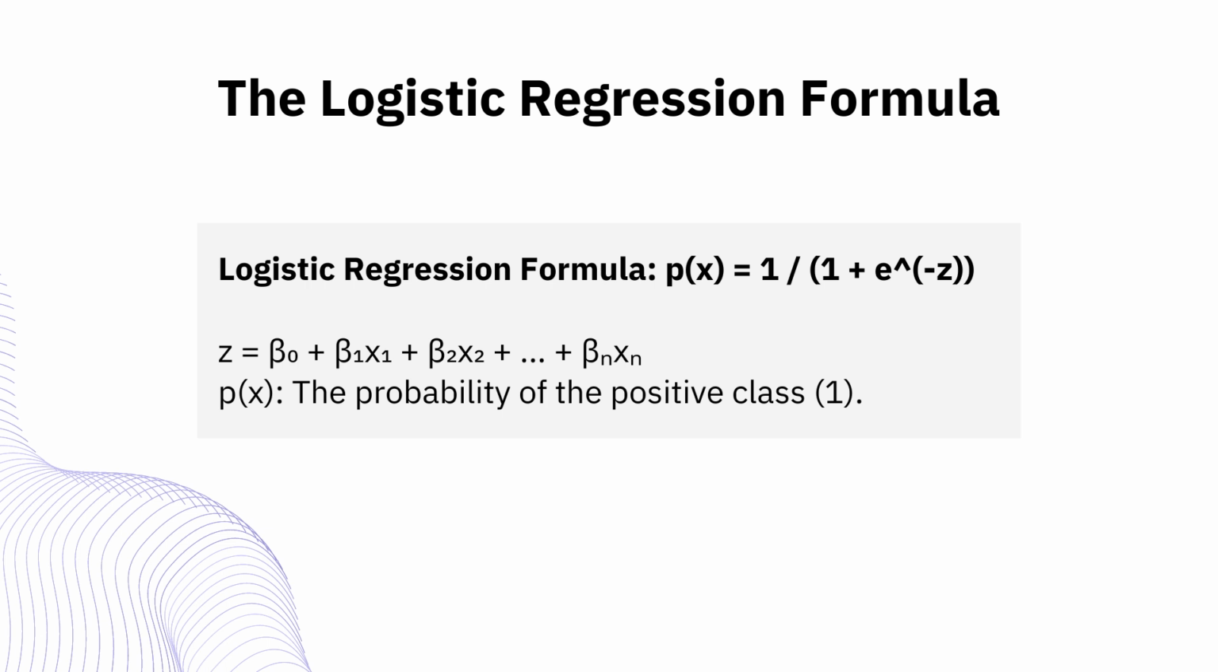The logistic regression formula calculates the probability of a given class using the logistic or sigmoid function. The formula is P(x) = 1 / (1 + e^(-z)), where z is a linear combination of the predictor variables. The resulting probability is then mapped to either class 0 or class 1.